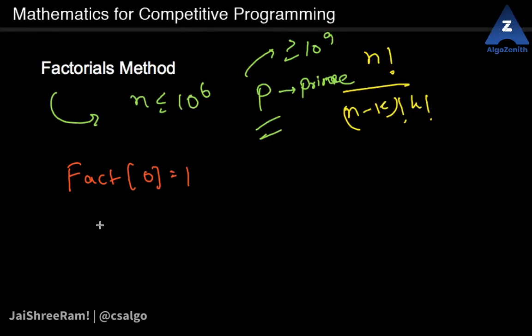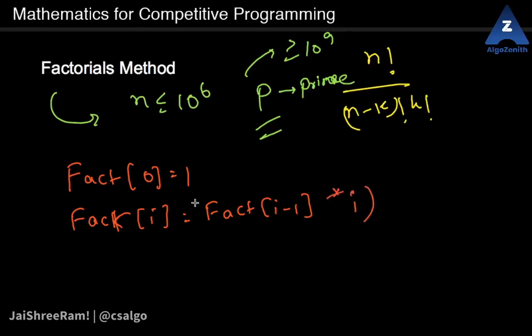Now we use a recursive relation of factorial: factorial of i is equal to factorial of i minus 1 times i, right? So this will define 1 multiplied by 2 multiplied by 3 multiplied by 4 and so on up to i minus 1 multiplied by i, right? This is what the definition is, and we need to calculate all of these things modulo p, right?